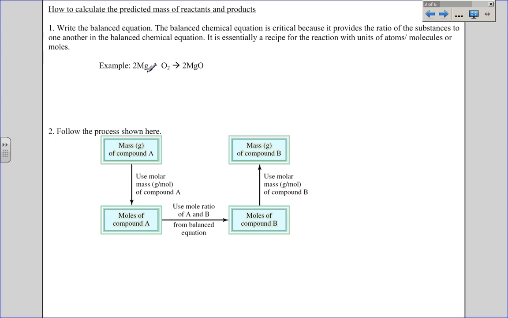Now, because we deal with larger quantities and we wouldn't be dealing with something like 2 atoms of magnesium, we're going to use the unit mole. So what this means is that for every 2 moles of magnesium atoms, we require 1 mole of oxygen molecules to produce 2 moles of magnesium oxide formula units.